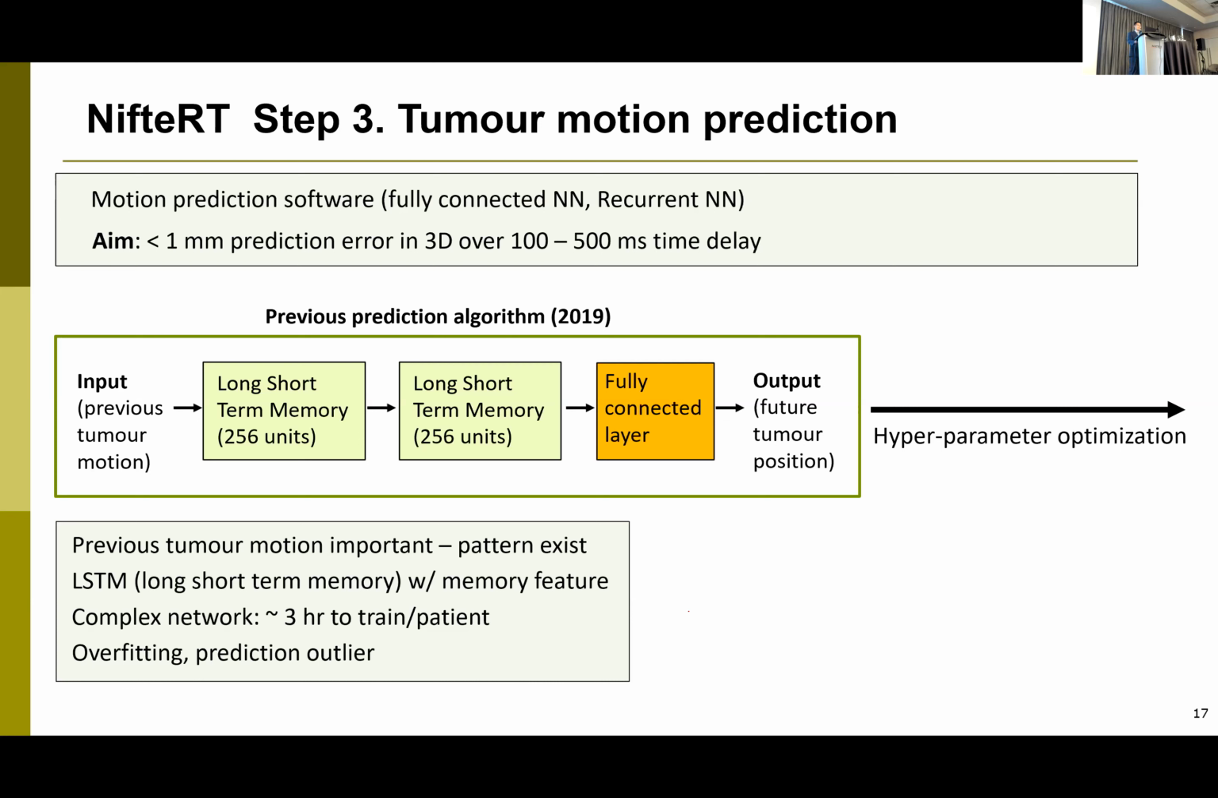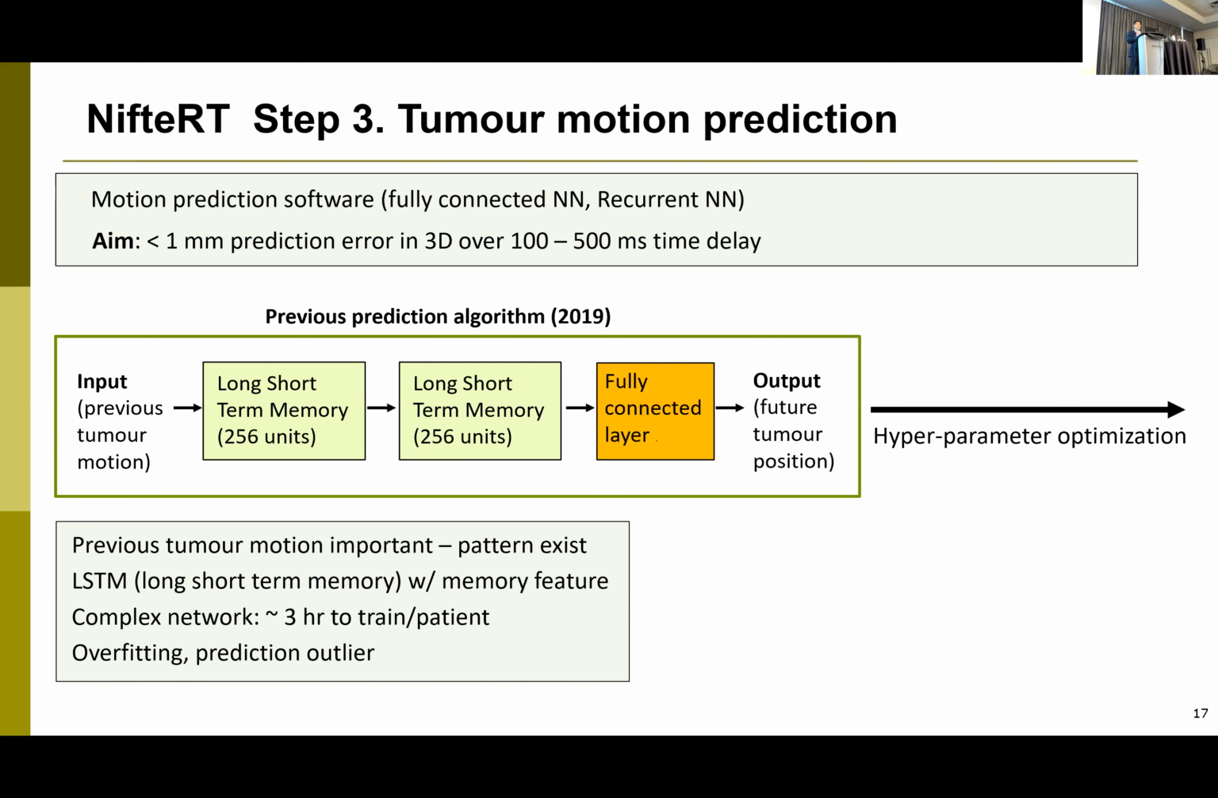So I took the most famous RNN under the RNN family, LSTM, long short-term memory. And I was quite naive. I thought that if I build this big network structure, it may perform better in prediction, right? So I constructed 2 layers of LSTM. Each layer has 256 units. And then fully connected layer at the end to output 3 coordinates for the tumor motion, X, Y, Z. Input in this case was previous tumor motions. This was quite complex, so it took about 3 hours to train per patient.